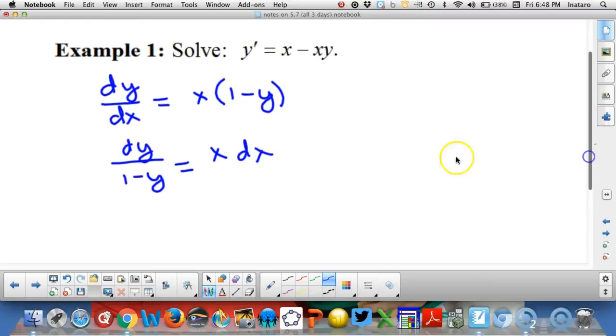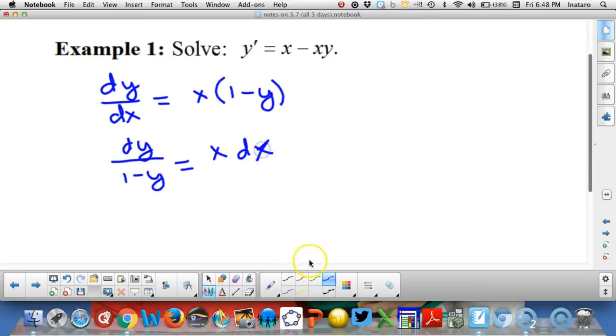And now, to undo the derivative, we need to take the integral of both sides. So if you think about it, if this was just 1 over y, the answer would be natural log of y. But it's 1 minus y, so it's going to be natural log of 1 minus y. However, because of the negative sign, we'll need a negative sign in front.